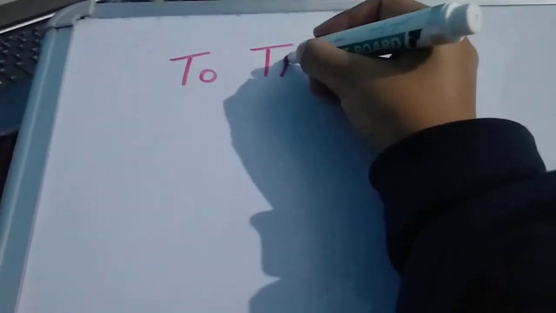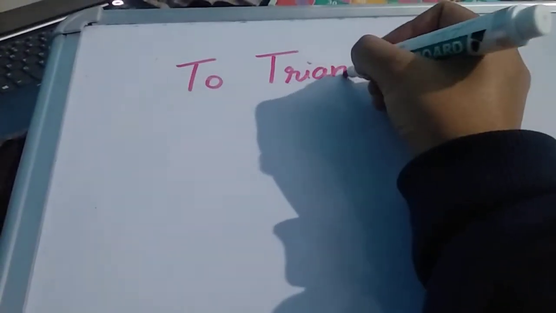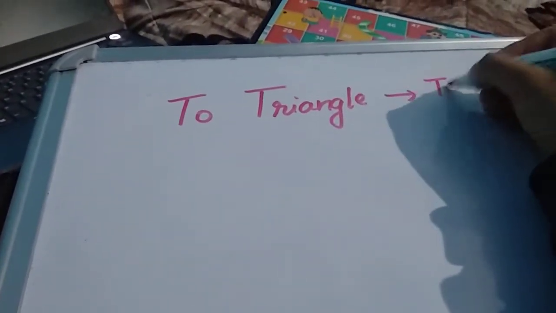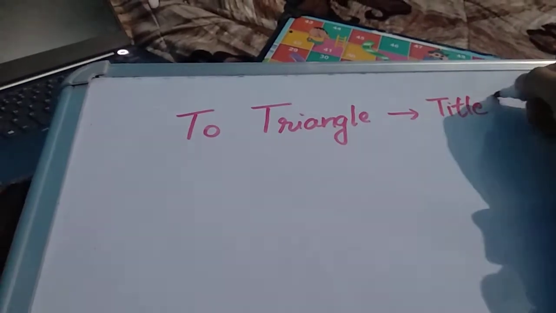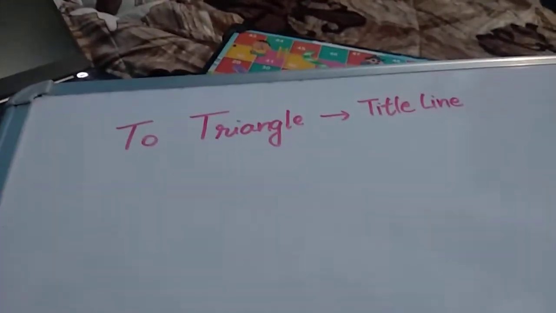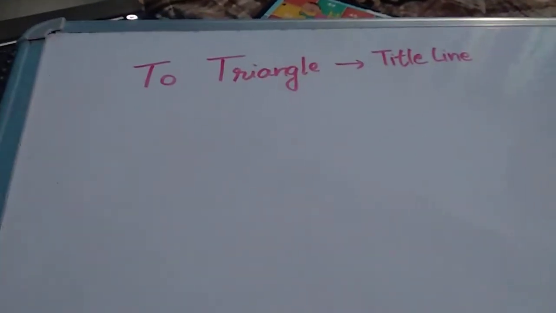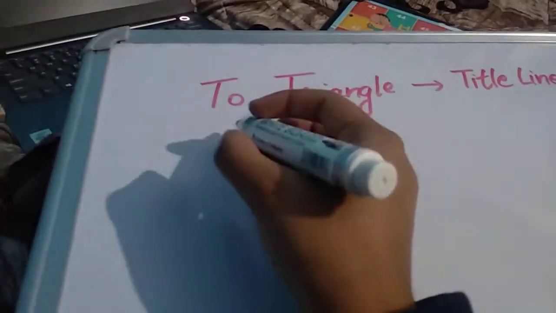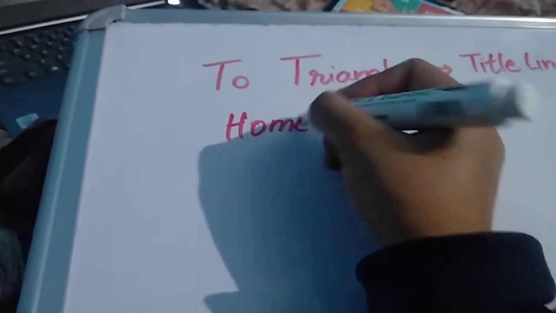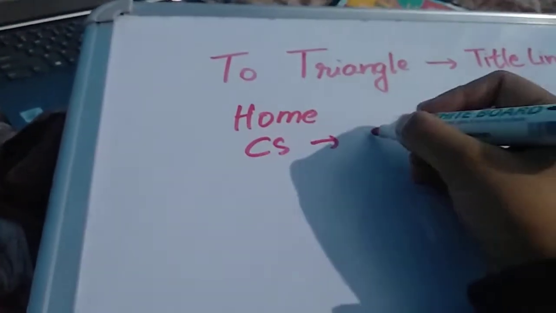Now look at the board. So we are drawing a triangle. So what do we have to write? To triangle. This is the title line. Okay, this is the title line. We are writing a procedure. So first, before writing a procedure, what do we have to write? Title line. Now home and CS. CS is for clear screen.